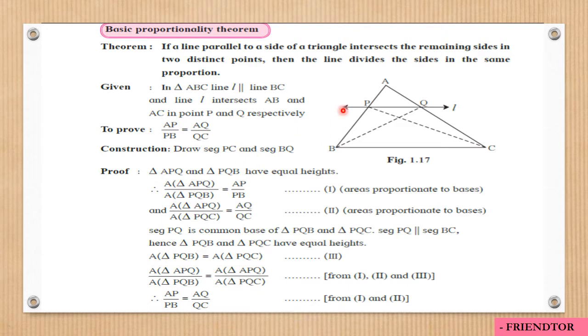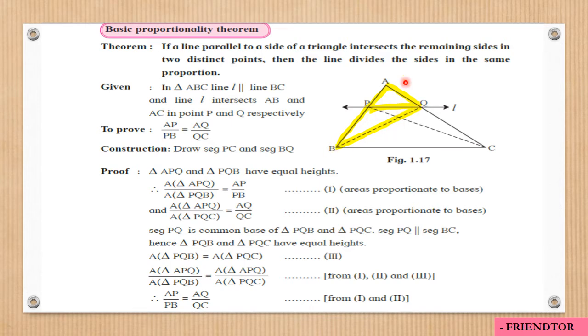So the proof will be, we can say, in 3 important sections. In the first section we will talk about these 2 triangles, that is APQ and PQB. Okay, so let me highlight for you that part. So first we are discussing this part of the diagram, triangle APQ and triangle PQB.